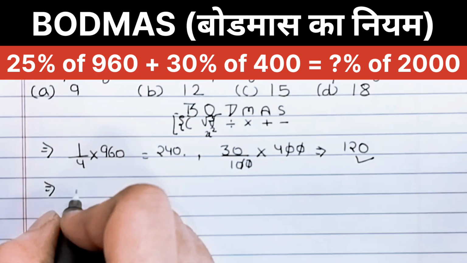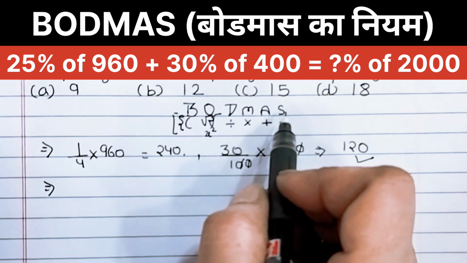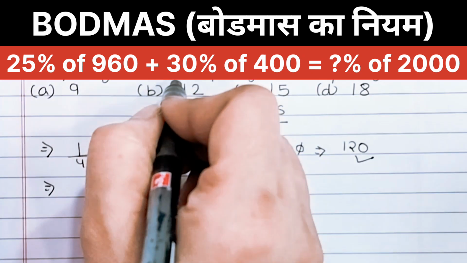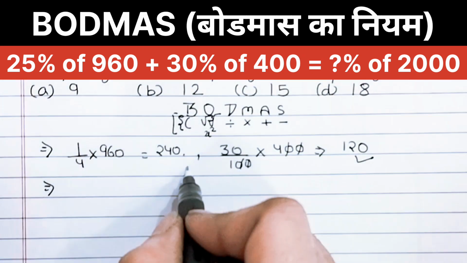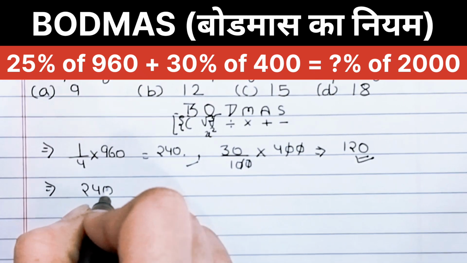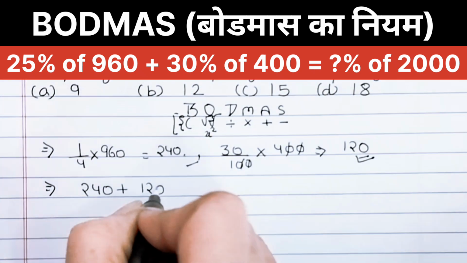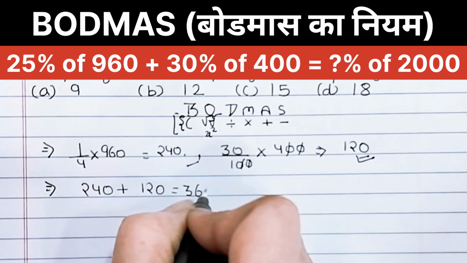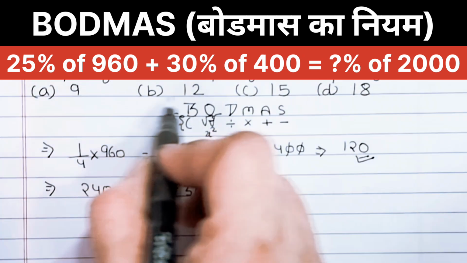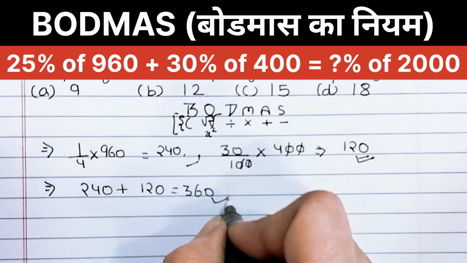Now the third part, perform the addition. Now you can see the left hand side part, there is an addition. Now add the results from step 1 and step 2. So now calculate 240 plus 120 is equal to 360. Now according to this step, following BODMAS, after solving the of components, we perform the addition. And the total value of the left hand side of the equation is 360.